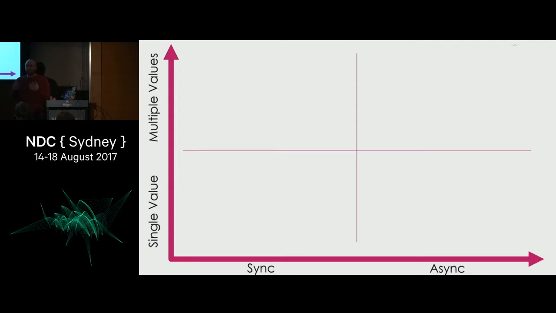So there are many shapes of data. You have single values and multiple values. You also have the notion of time: synchronous and asynchronous. For a single synchronous value, it's just an object, so you new up a class. For multiple synchronous values, you have an IEnumerable, a list of T, so it's iterable and you call GetEnumerator.